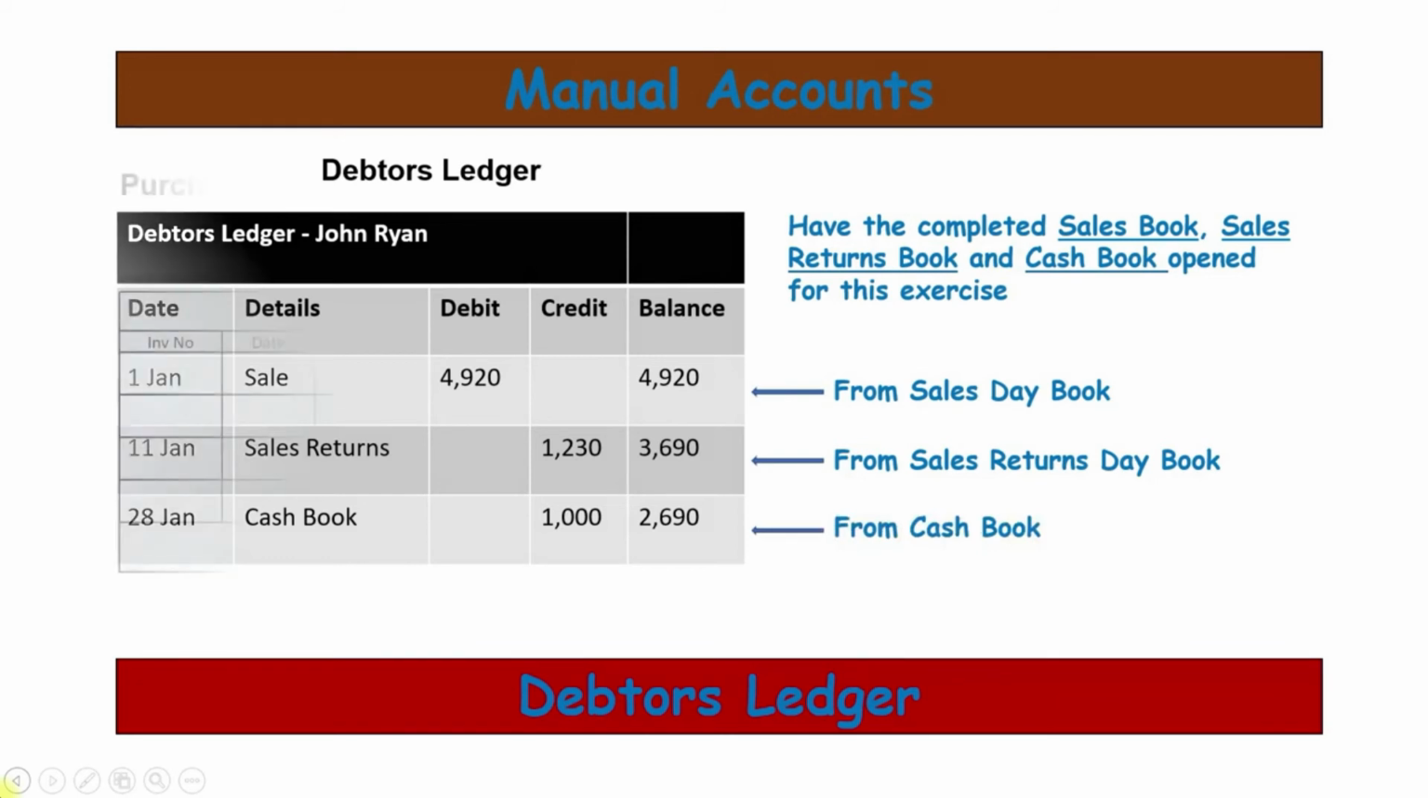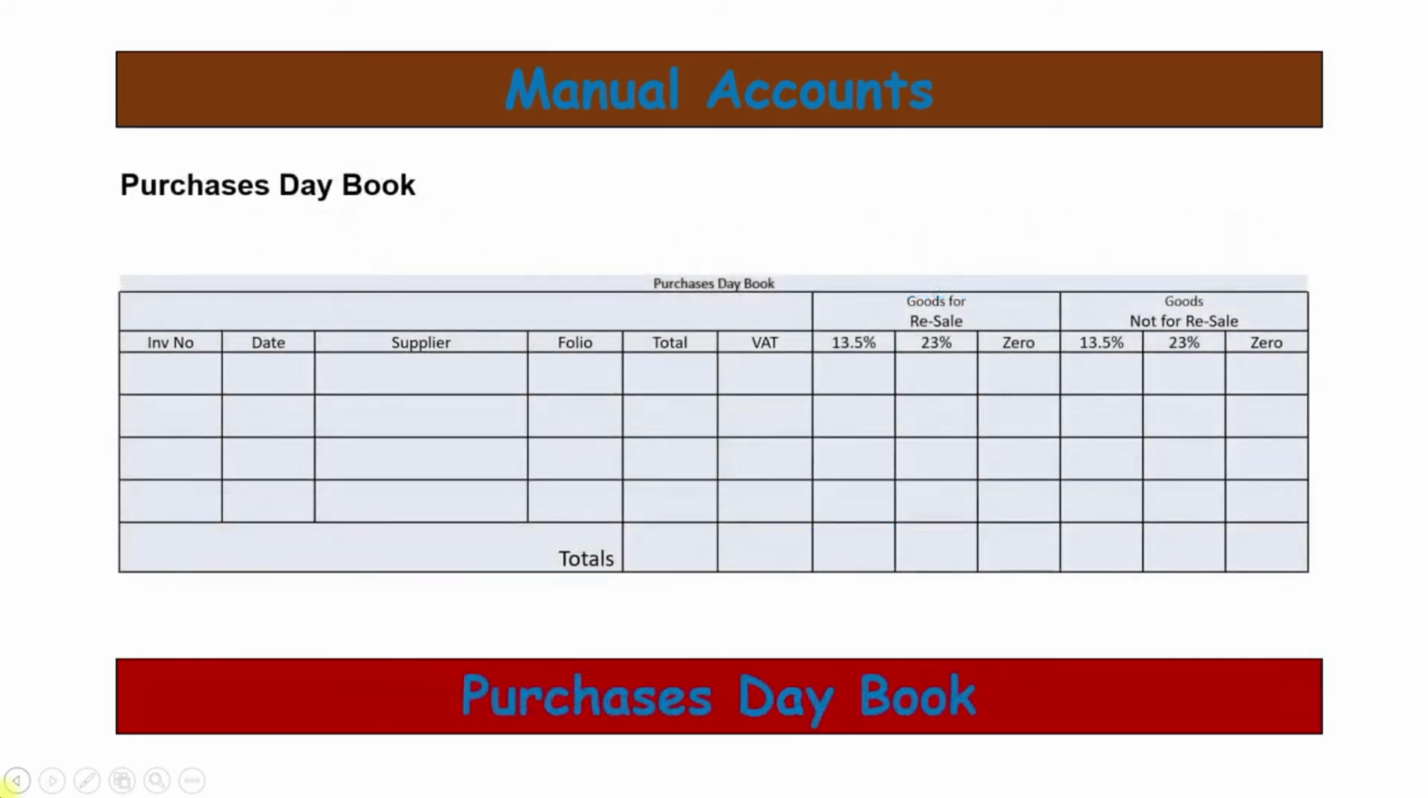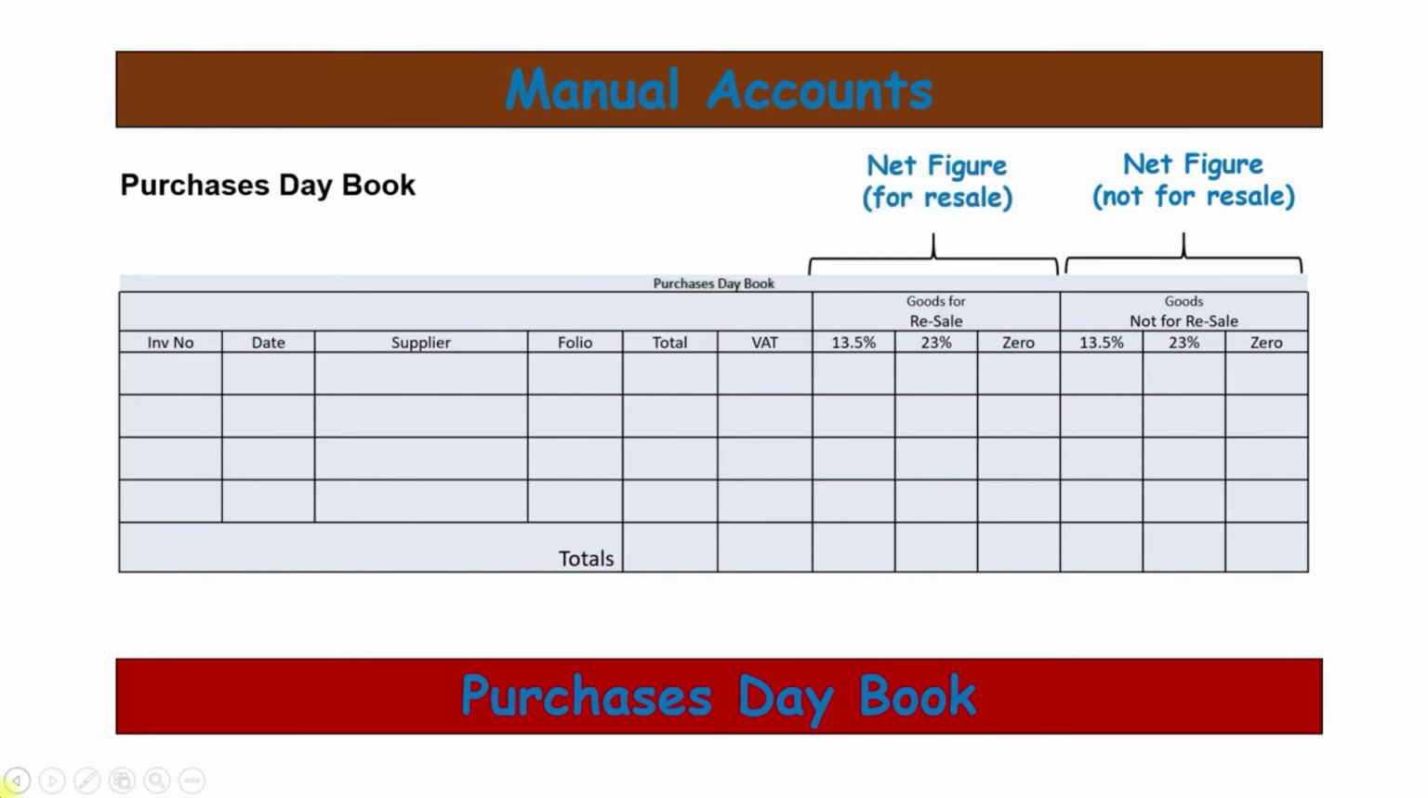The purchases day book has a slightly different layout compared to the sales book. The VAT analysis section has 2 sections, for resale and not for resale. The not for resale section documents goods bought for our own use, such as advertising, cleaning, office furniture and equipment that we will use in the office, etc. The for resale section documents goods bought for the purpose of selling the items to a customer.